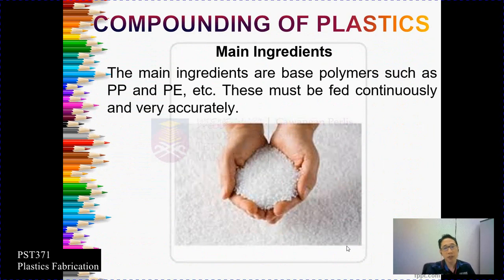Components of plastic material, the main ingredient, of course, is the polymeric material itself, okay, the polymer matrix. The main ingredient is based on polymers such as PP, PE, or any commodity plastic itself. Later on, I think last semester you did learn about the polymeric material, thermoplastic material, okay. This must be fed continuously and very accurately, okay. Each of the polymeric materials has different properties. I think by this semester you already have some knowledge on the polymeric behavior of each of the materials, especially the commodity plastic itself, okay.